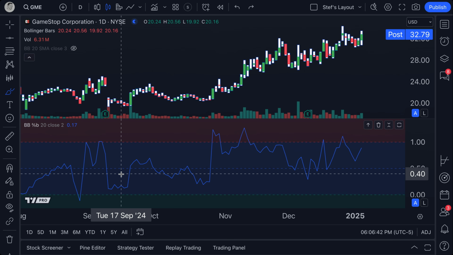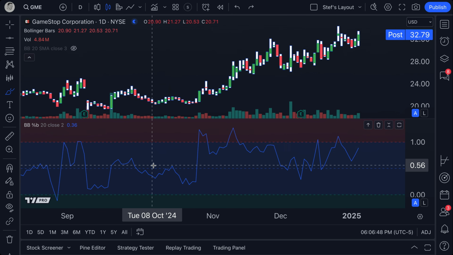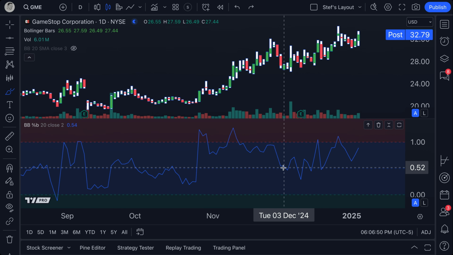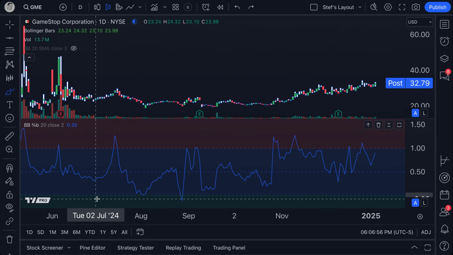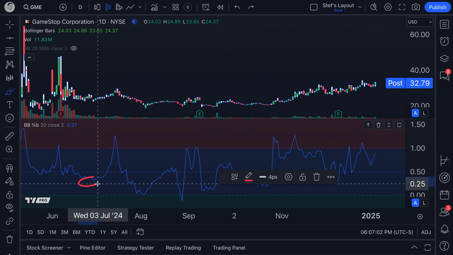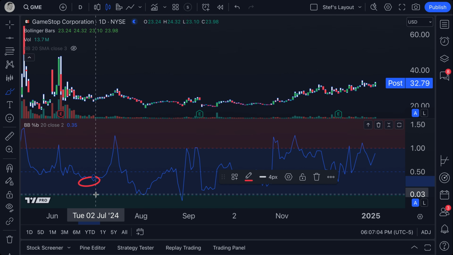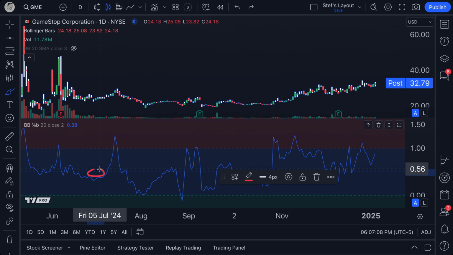But the point here is that you can very quickly see where it is just by looking at this percentage chart. Now, the blue line is the moving average. So this is really cool because you can quickly see if the price, okay, sure, on July 1st of 2024, was not above the red area, not below the green area, but it was below the moving average.